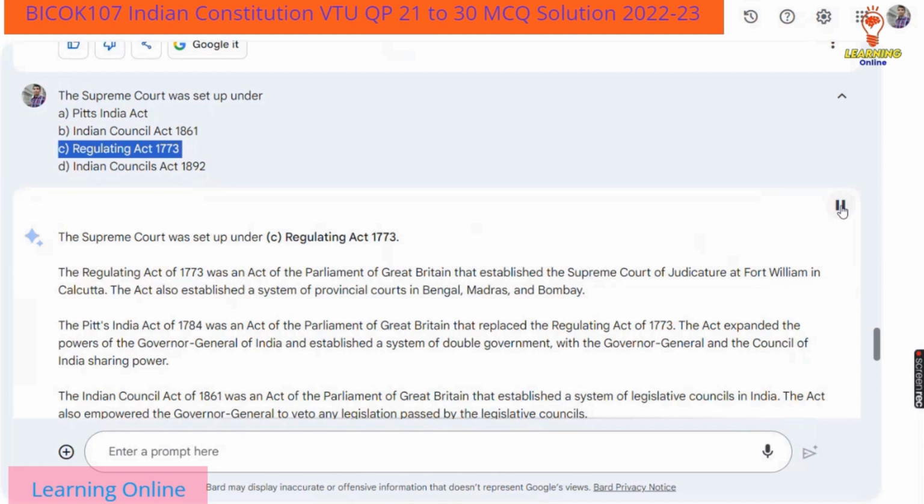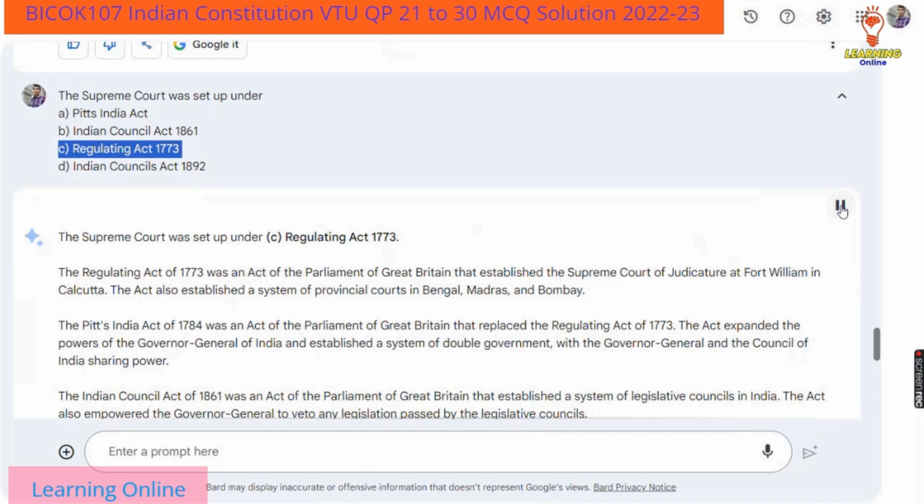The Supreme Court was set up under the Regulating Act 1773. The Regulating Act of 1773 was an act of the Parliament of Great Britain that established the Supreme Court of Judicature at Fort William in Calcutta. The Act also established a system of provincial courts in Bengal, Madras, and Bombay.